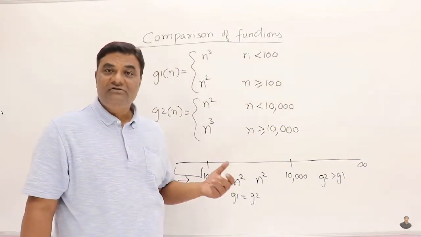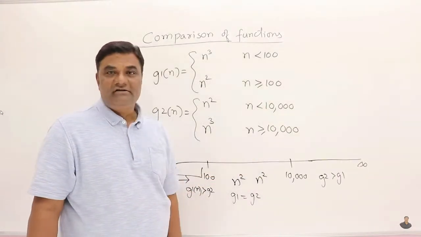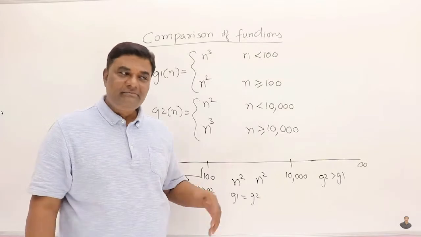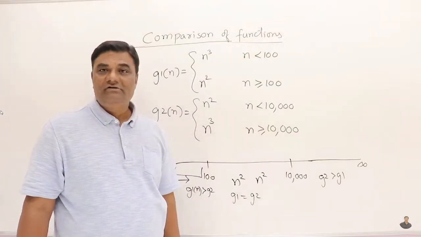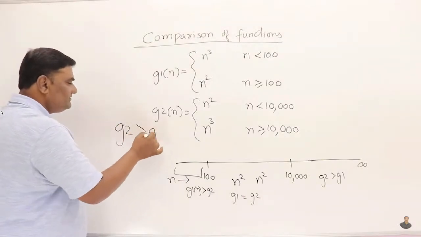Which function is greater? G1 or g2? G2 is greater. Always. From what value of n? From 10,000 onwards, it's always greater. Before 10,000, they were changing their sides. Sometimes this was greater or they were equal. But from that point onwards, 10,000 onwards, always g2 is greater. So g2 is greater than g1.